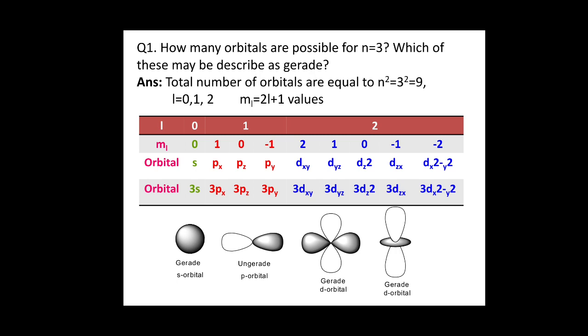So I hope you will now be able to answer the number of orbitals in a particular shell. Also you will be able to know the form of the orbitals if you follow this, and you will be able to know which one is gerade and which one is non-gerade or ungerade, because this is important in bonding.